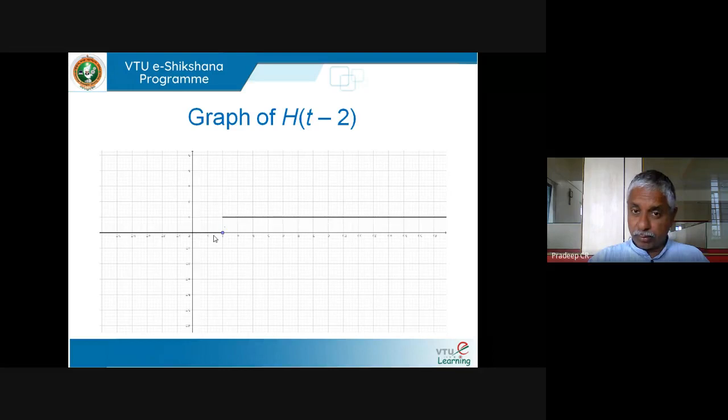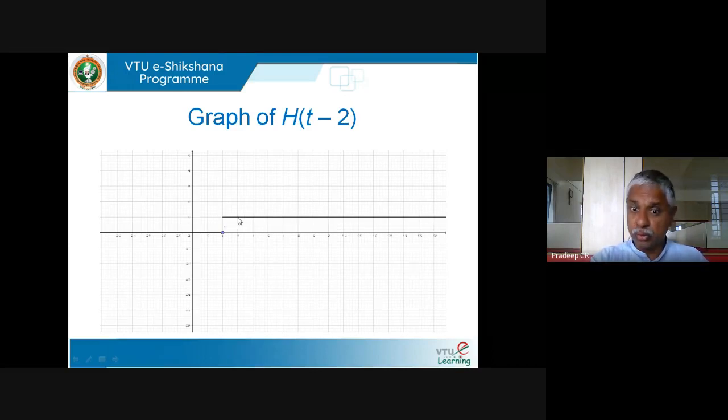Did the electricity start slowly and then move to some level? No, it just started abruptly. So that means there is a discontinuity here. Up to t equal to 2 seconds, I did not have any electricity. Just at 2 seconds, I switched it on, so I started having electricity, some signal. Here it's a constant signal, but it may not always be constant, it may be varying also.